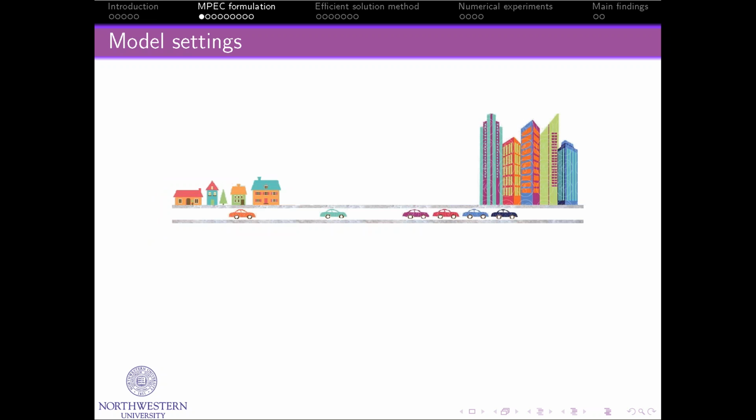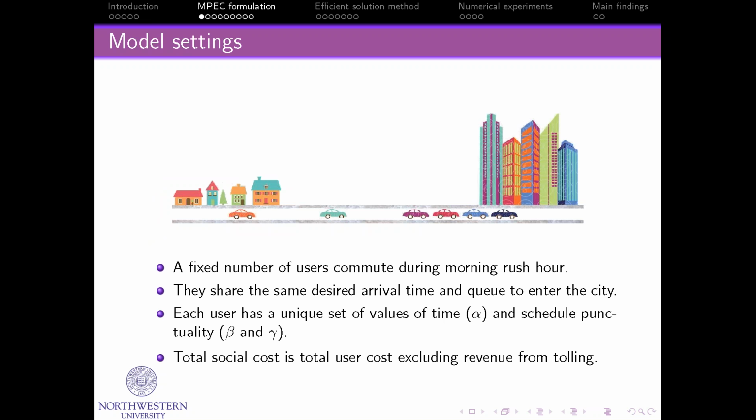To start with, we assume that there is only one OD pair and one link linking the residential area and the business district of the city. A fixed number of users commute during morning rush hour, and they share the same desired arrival time. There is a bottleneck on the route. They have to queue before the bottleneck to enter the city.